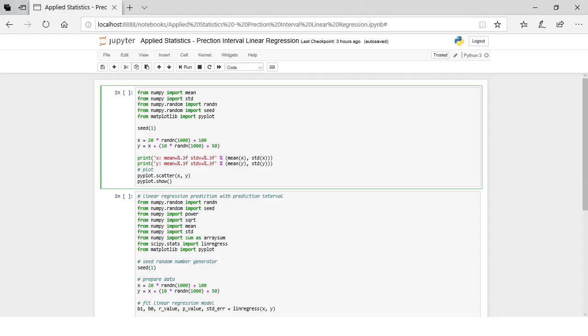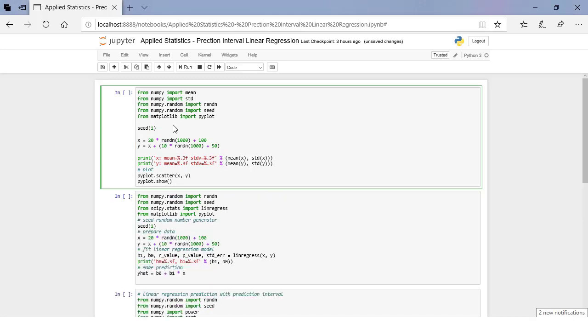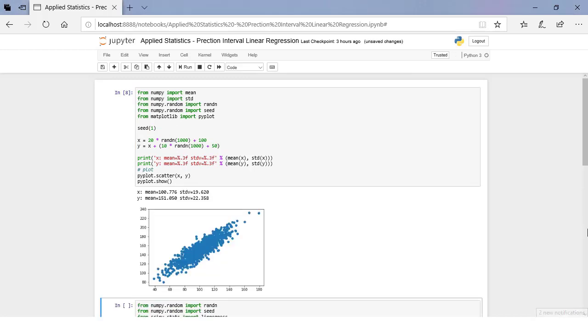Hello and welcome back. Let's make the case for linear regression prediction intervals with an example. First, let's define a simple two-variable data set where the output variable, y, depends on the input variable, x, with some Gaussian noise. Running the example prints the mean and the standard deviations of the two variables.